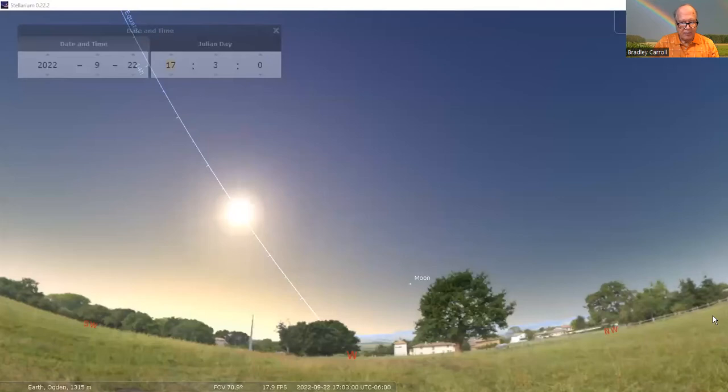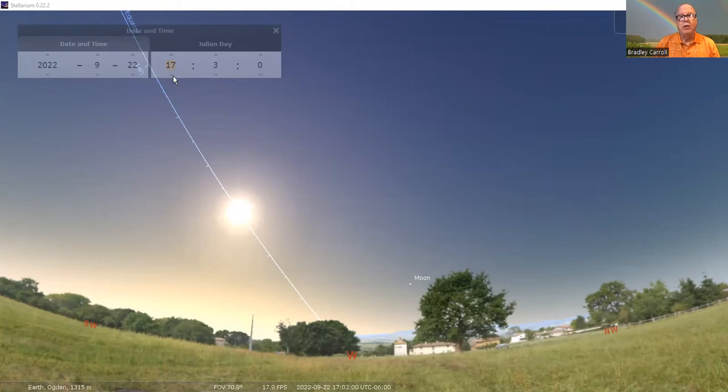Here we go. This is Stellarium, and this is set for Thursday, September 22nd. And it's about 3 minutes after 5 in the evening, in the afternoon. Now, why am I making that choice? Well, that's because this Thursday is the fall equinox, the autumnal equinox.